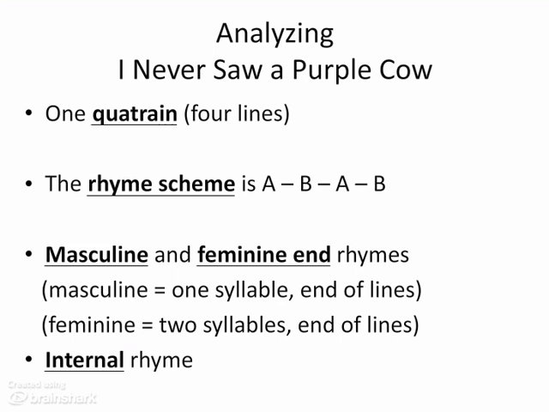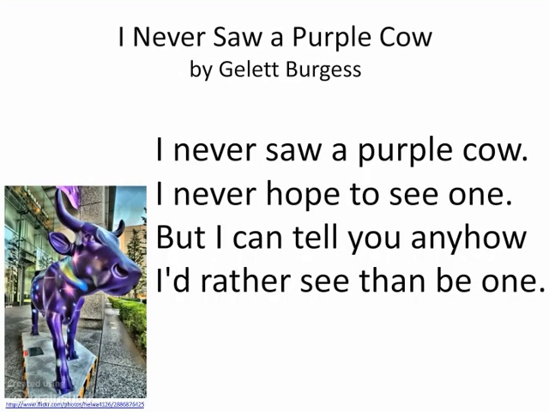Let's put everything together. The poem, I Never Saw a Purple Cow, has 1 quatrain. It has a rhyme scheme of A, B, A, B, and it has masculine and feminine end rhymes. It also has internal rhyme. So that's how you analyze the structure of this traditional poem. I wonder if the structure is what makes it such a nice little poem. Or is there something else?